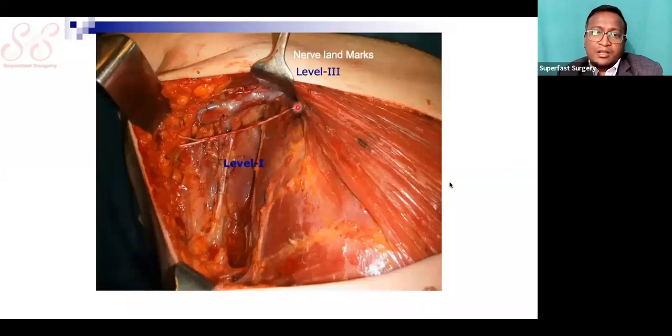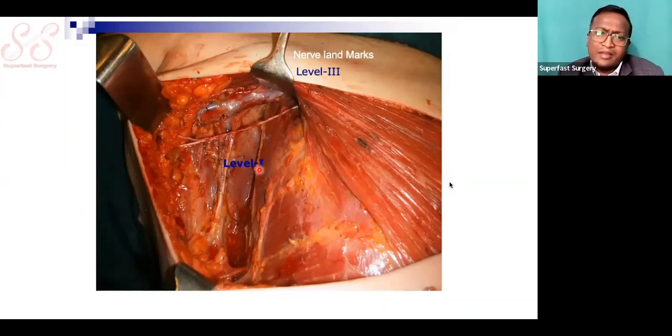The same picture, now in the context of surgery, has been shown. So we can see this is the long thoracic nerve. This is the thoracodorsal nerve. The long thoracic nerve supplies the serratus anterior muscle, and the thoracodorsal nerve supplies the latissimus dorsi muscle. And this is the intercostobrachial nerve, which is going to supply the medial aspect of the upper arm. So here the intercostobrachial nerve has been preserved, but if we are able to preserve it, we should preserve it.